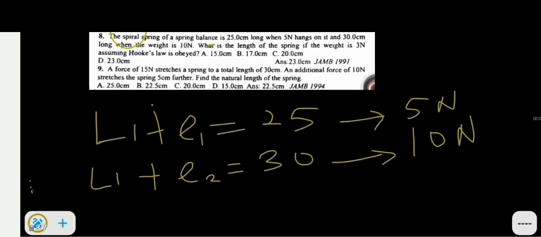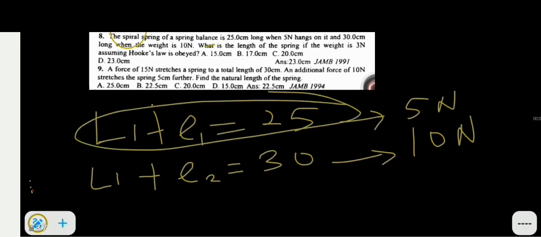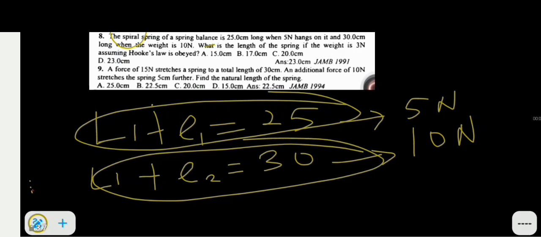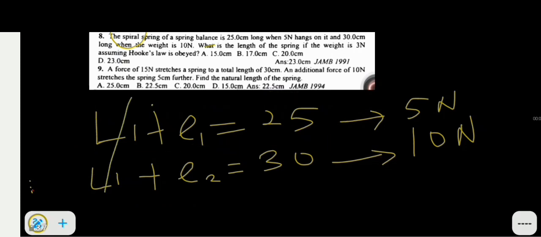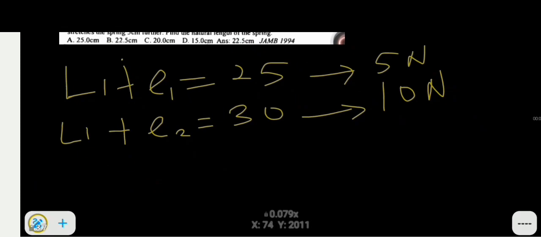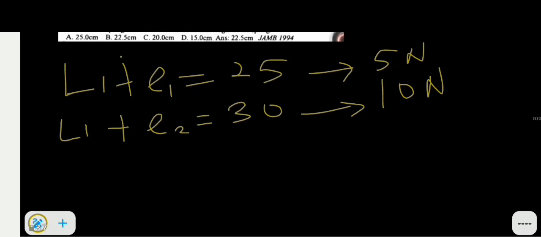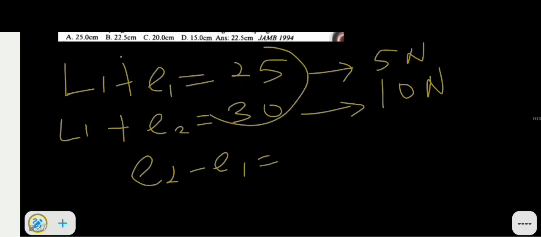So from here, you can easily find the relationship between E1 and E2 when you subtract. So let's subtract this equation from this equation. If you do that, you can see that L1 will cancel out because they are the same value. Then you're going to have E2 minus E1 is equals to 30 minus 25. That will give you 5. So that's the relationship between E2 and E1.